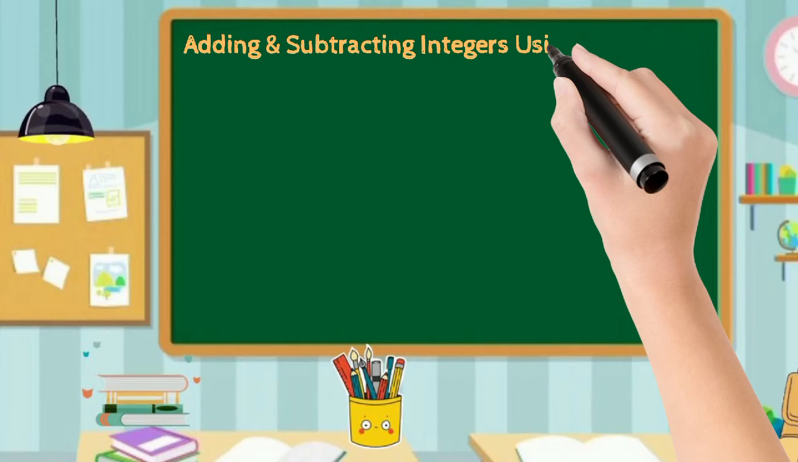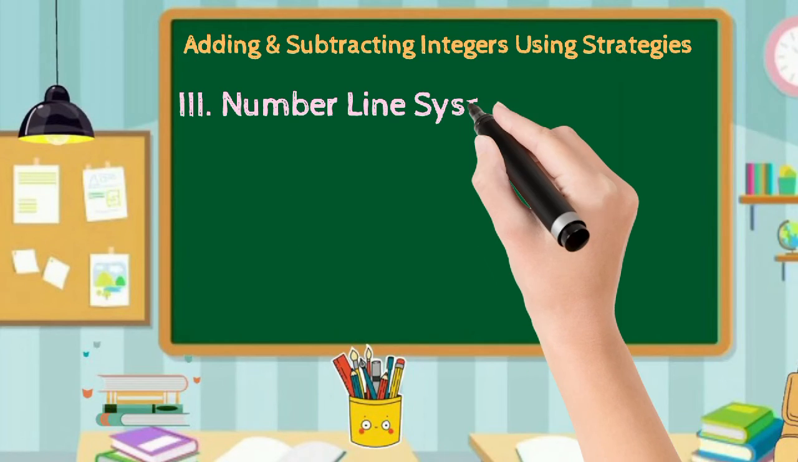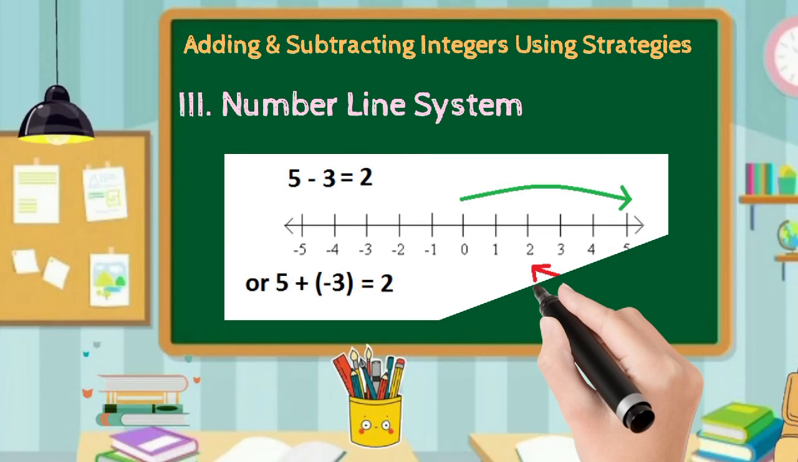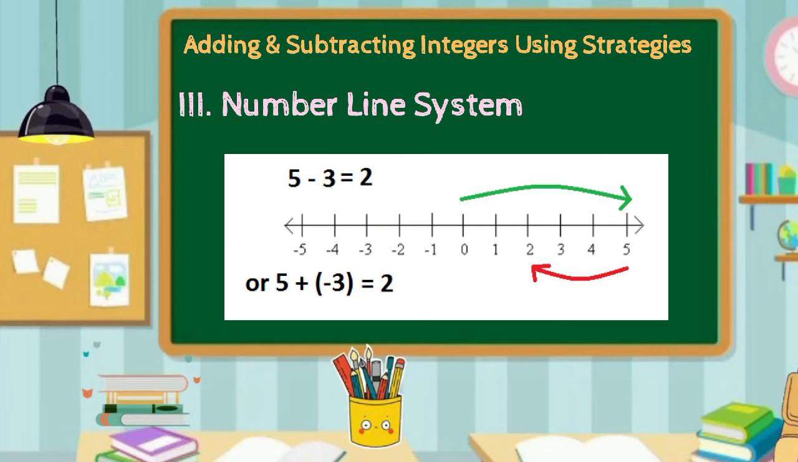And for our third strategy, we have the number line system. 5 minus 3 is equal to 2. Using the number line system, we have the point at the positive 5. Then, we shall move 3 units to the left for the reason that the problem we have is 5 minus 3, and 3 is a negative sign. Then, at this point, we will get the answer positive 2. The same as we will have the problem 5 plus negative 3.